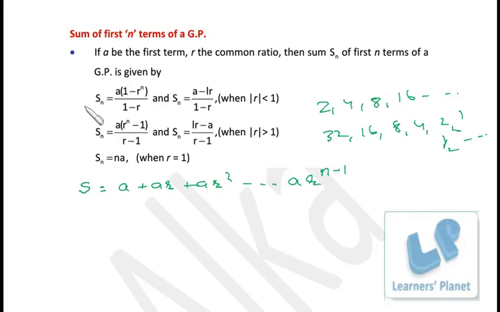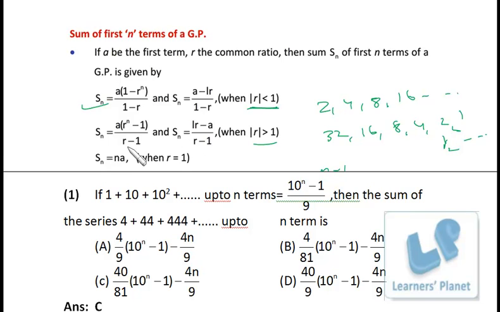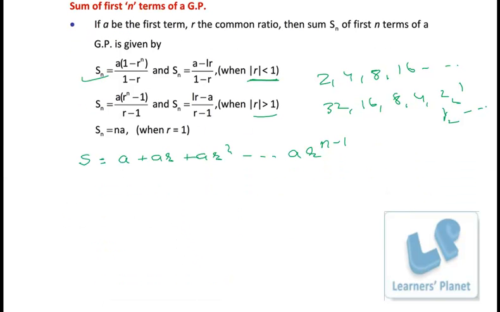In this case, the first formula, if r is less than 1, the sum of n terms of a GP will be a(1 minus r^n) upon 1 minus r. Here r is less than 1. Similarly, if r is greater than 1, then instead of 1 minus r and 1 minus r^n, it will be r^n minus 1 and r minus 1. So depending upon the case, if r is greater than 1 or less than 1, we use the formula. Okay.